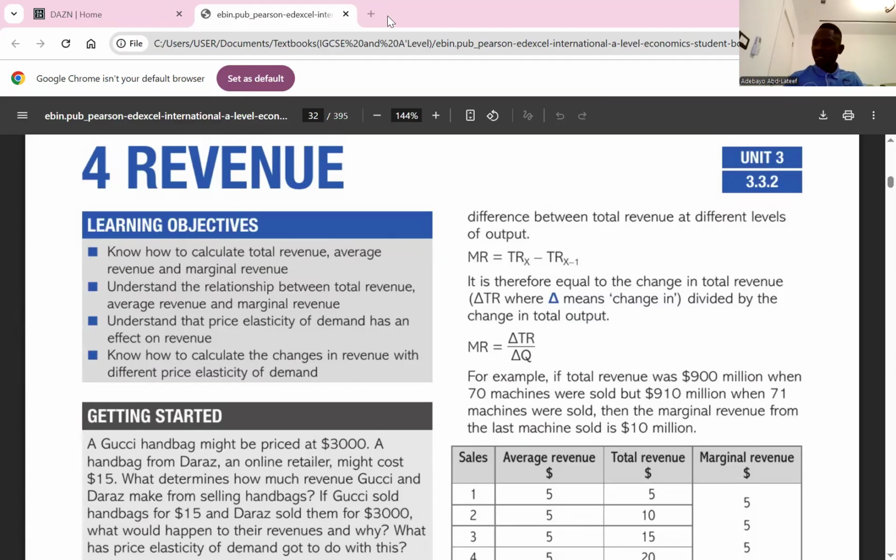We'll continue with economics, A level, chapter 4, revenue. When we talk about revenue, we're simply talking about the total receipts a firm is able to make through the sales of its goods. So a firm has sold certain goods. The amount of money it receives in the course of selling these goods or services is called revenue. Do you get what revenue is here now?